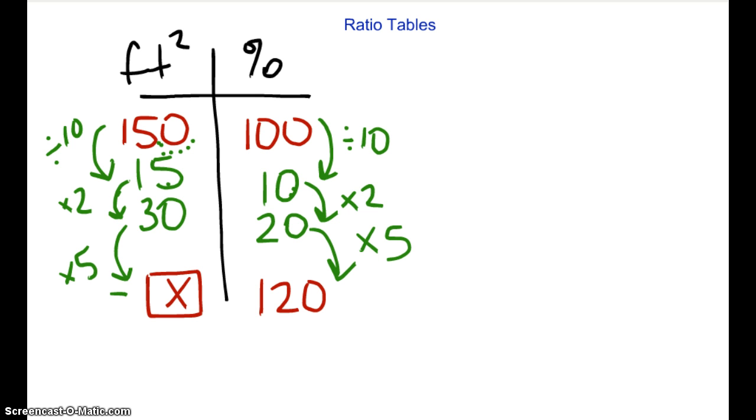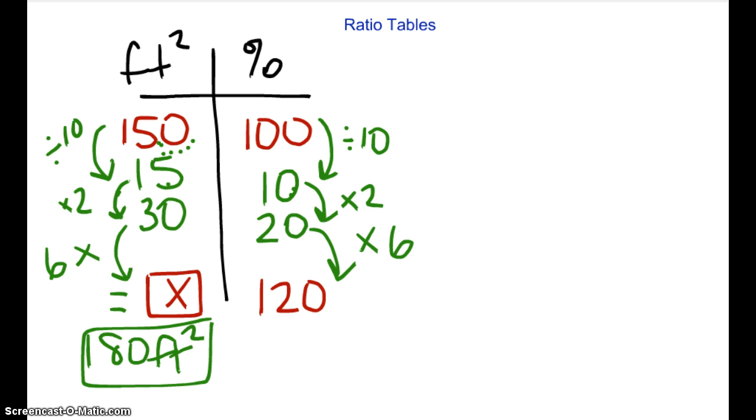And then I can get 20 up to 120 by multiplying it by 5. I'm sorry, not by 5, by 6. So I can see that 30 times 6 is 180 square feet. So 120% of our flooring is 180 square feet.